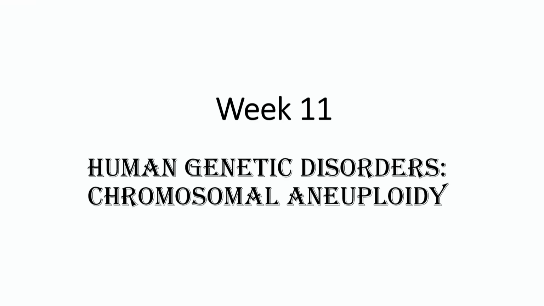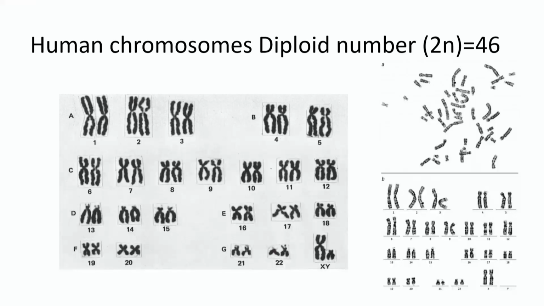This is week 11, lecture number 1, and the title is Human Genetic Disorders, Chromosomal Aneuploidy. We have seen human chromosomes in earlier lectures. Human chromosomes, diploid number is 46, and this is a karyotype. You have seen the karyotype.